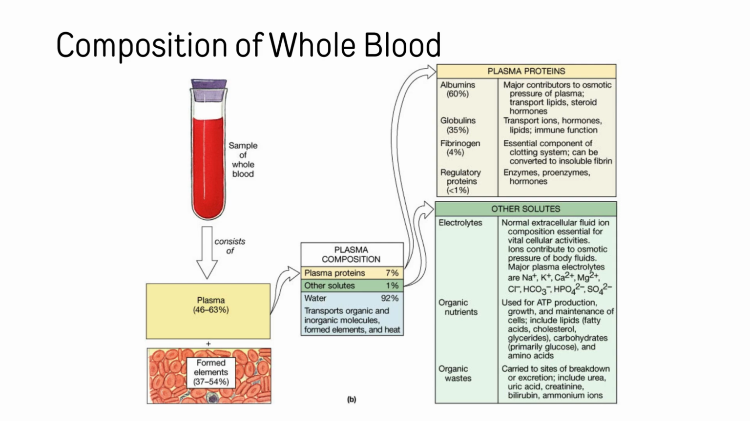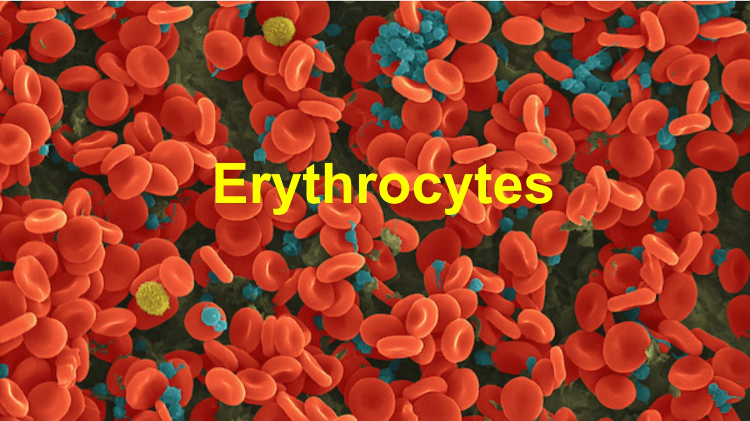So that is kind of the composition of whole blood. We've looked at its major components, but we still have to look at the formed elements. Even though most of whole blood is plasma, that's the major component, we can't forget the cells. So let's look at erythrocytes. Again, erythrocytes stands for red cell. So these are red blood cells.